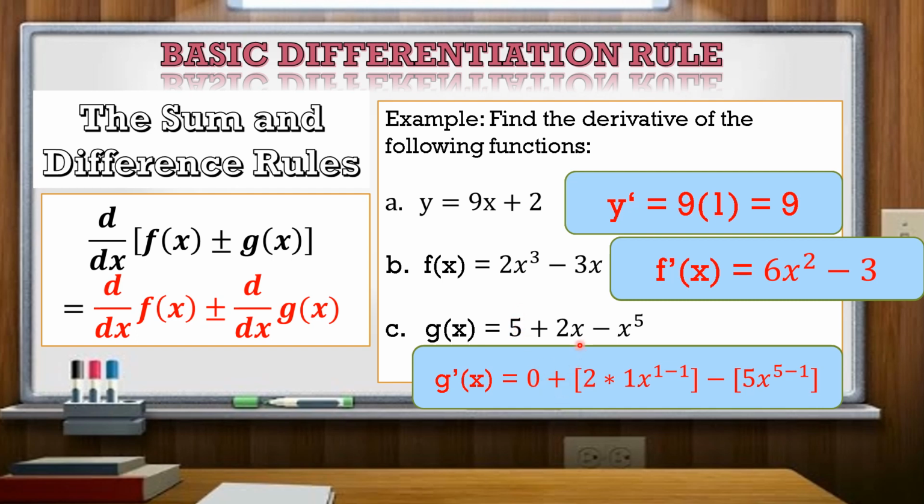Ito naman, exponent is 1, ibababa, and then subtract by 1. Kaya naging ganito. Yung 5, ibababa, kaya naging 5 times x raised to 5 minus 1. And then we will simplify. And the answer is 0 plus 2 times x raised to 0 minus 5x to the 4th. Ito, this is equal to 1. And that results to 1 minus 5x to the 4th power. And this is the derivative of the function. And that is the sum and the difference rule.